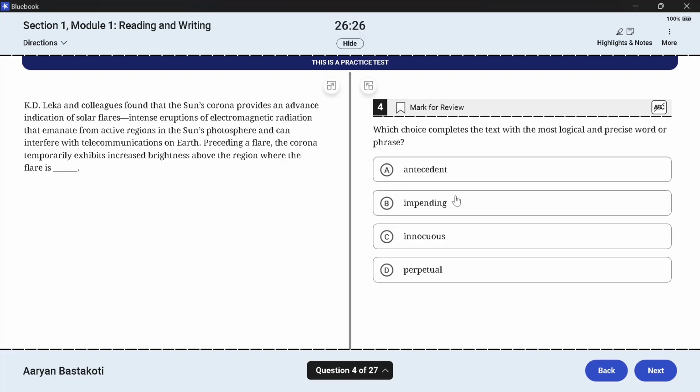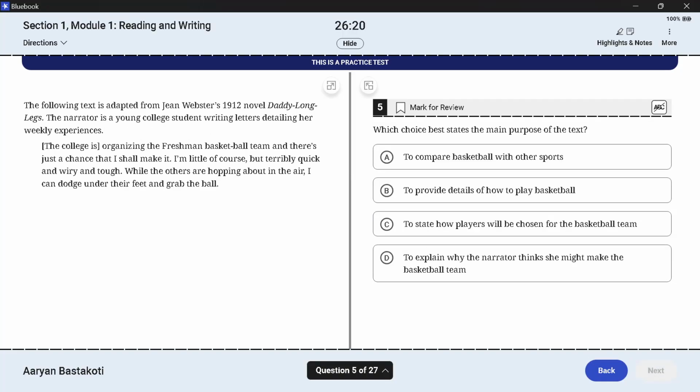Impending seems like the right answer because the flare is coming, pending. Yeah. Still not sure. Vocabulary cannot be improved easily. You just need guts, or you should know the knowledge beforehand.